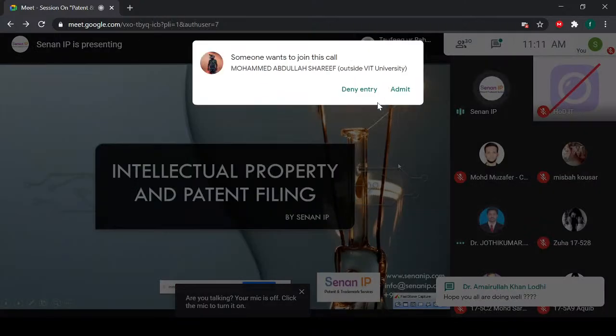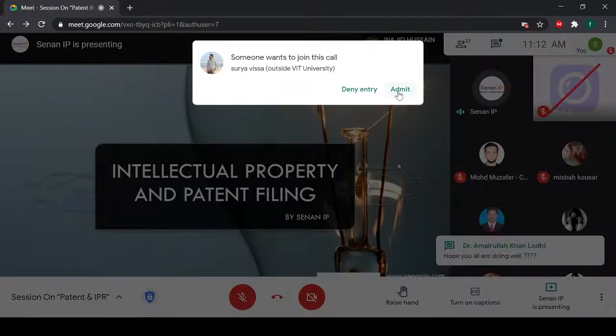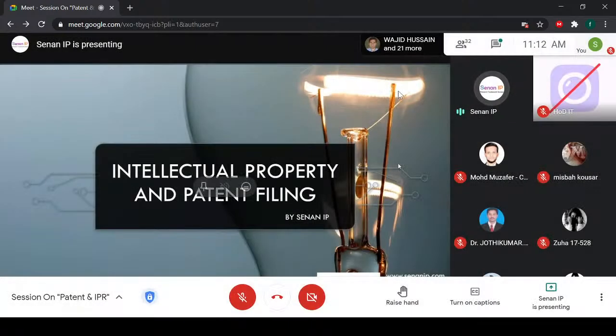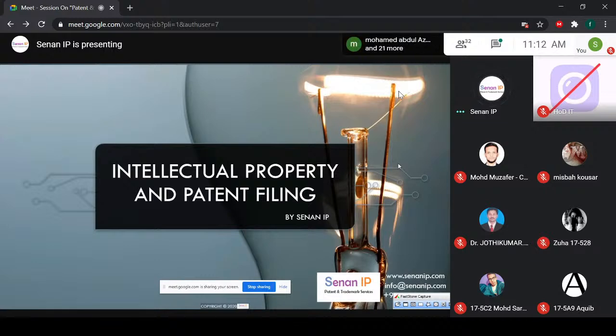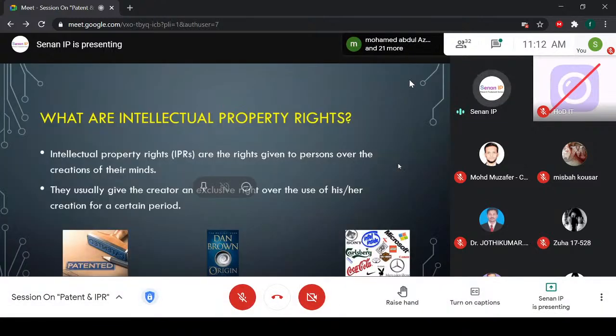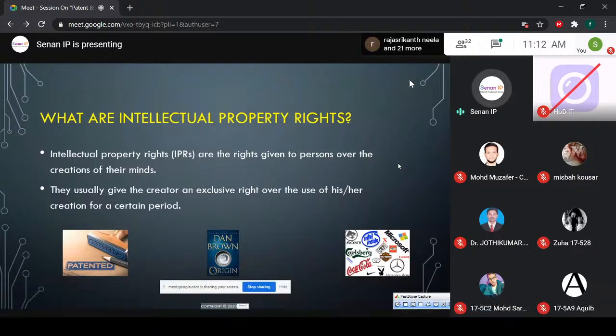Now we are going to present intellectual property and the patent filing procedure. What is intellectual property and what is a patent? How to file a patent application? First of all, we would like to understand what intellectual property rights are. Intellectual property rights are those rights created by humans, and the creation of the human mind can be converted into intellectual property rights.